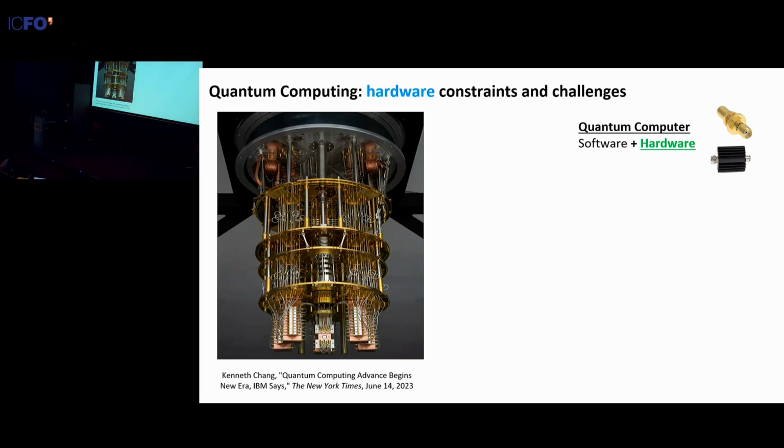So first, we know that quantum computers are essentially composed of two things, the software and the hardware. The software is responsible for the computations, the algorithms, and the information processing, while the hardware is the physical system that allows all these operations to be implemented, and this is where I mainly work.